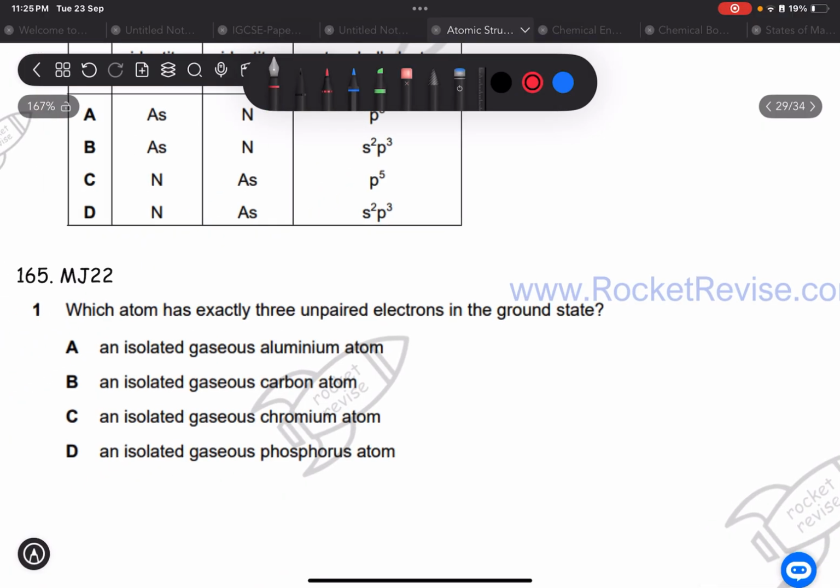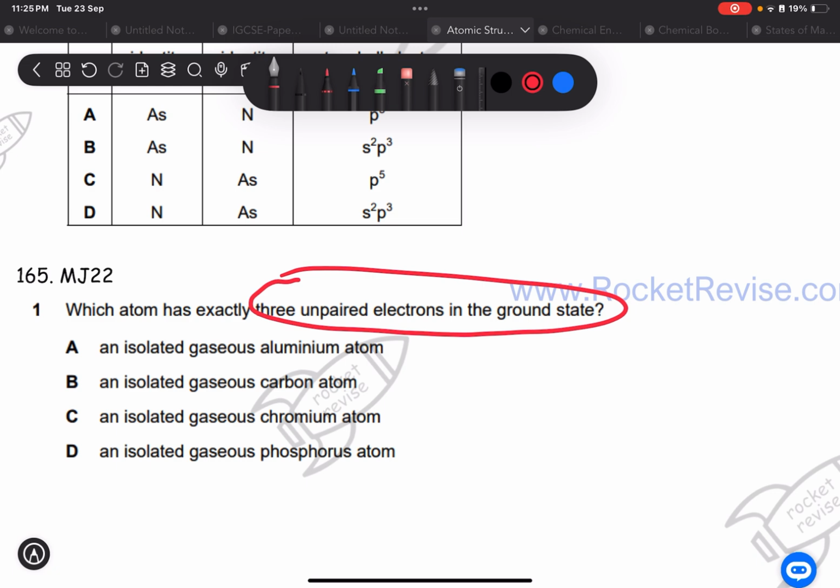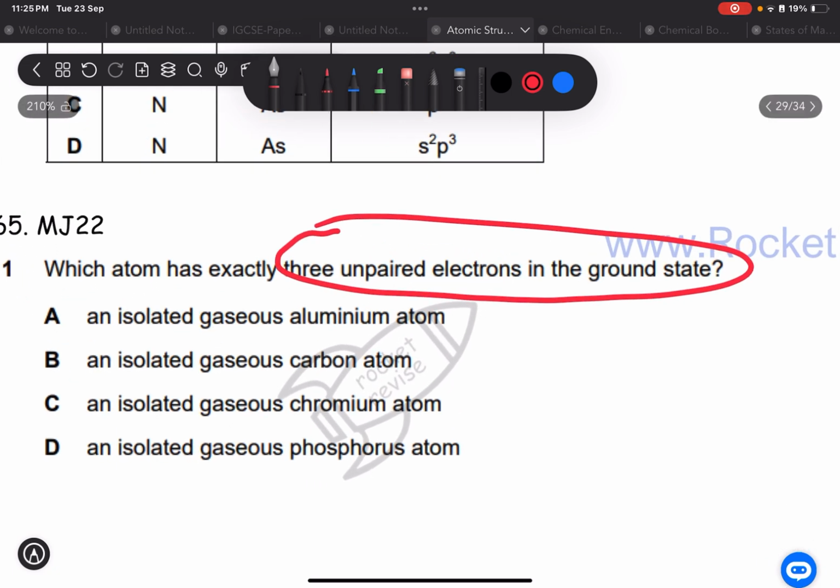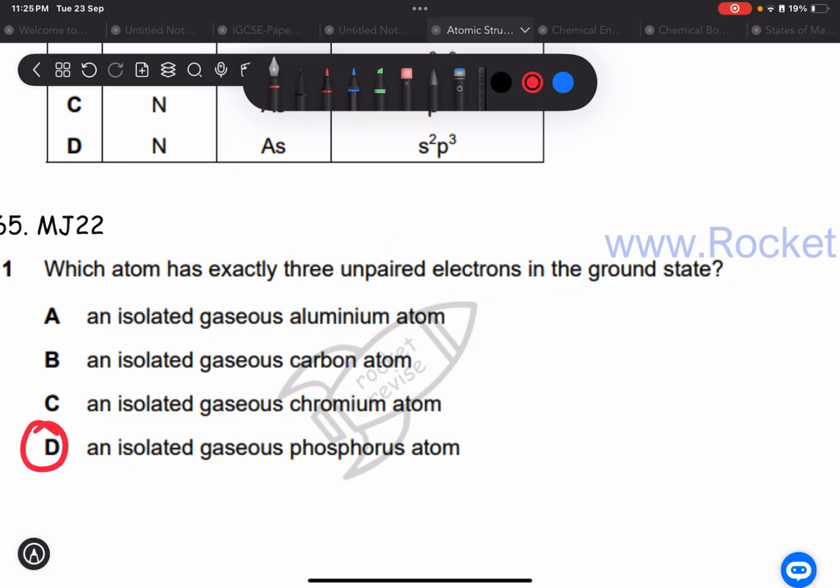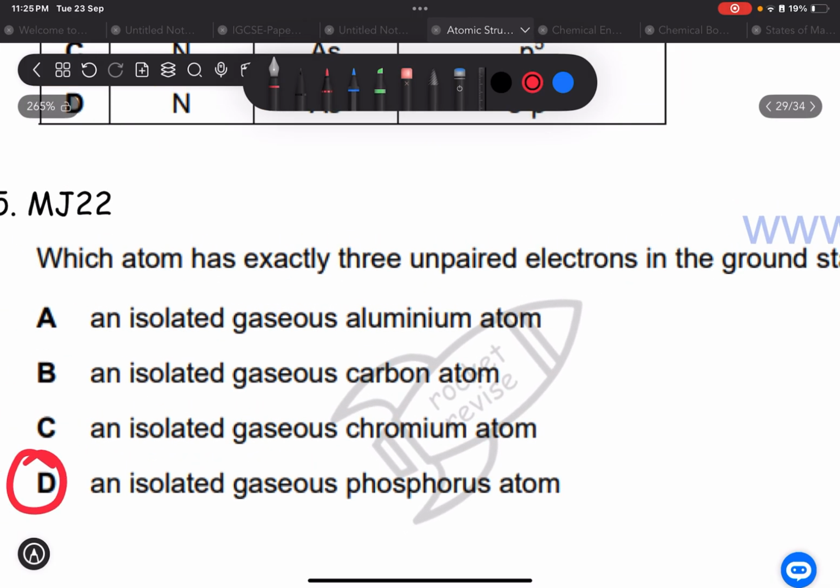So obviously magnesium. Which atom has exactly 3 unpaired electrons in ground state? Unpaired electrons are electrons that are alone. And just by looking at it, I know it's phosphorus. It's easy. You just need to know the periodic table. How many unpaired electrons does aluminum have? 1 unpaired. How many does carbon have? Carbon is going to have 2 unpaired. Chromium is going to have 6 unpaired, and phosphorus is going to have 3 unpaired.